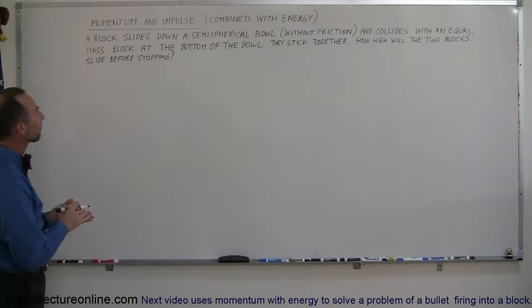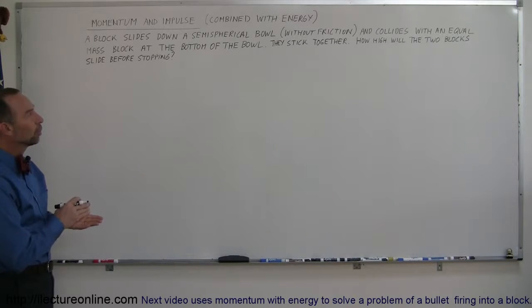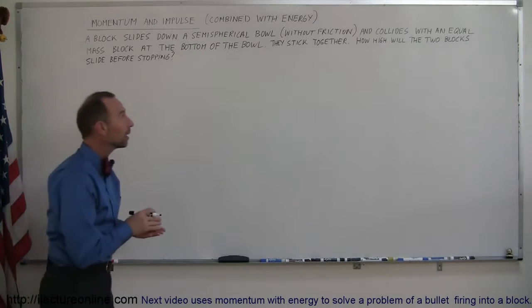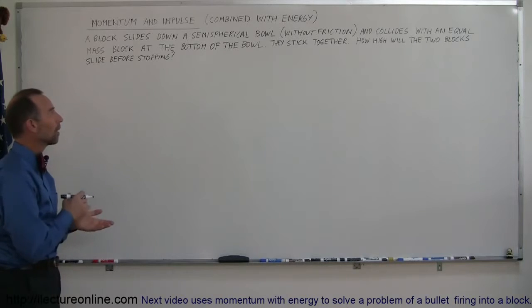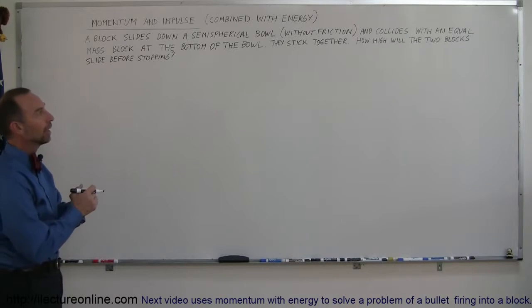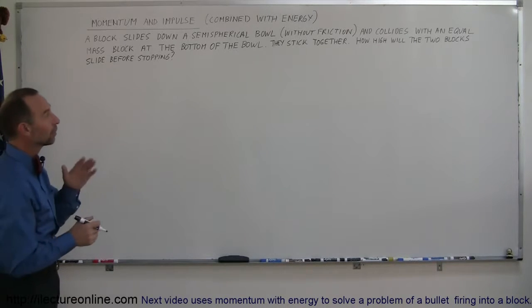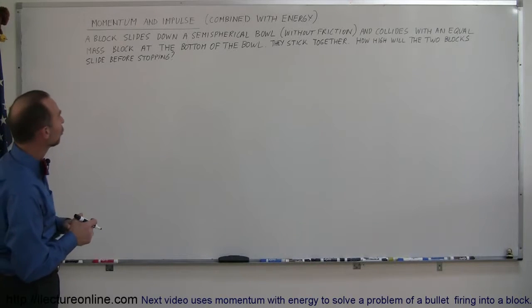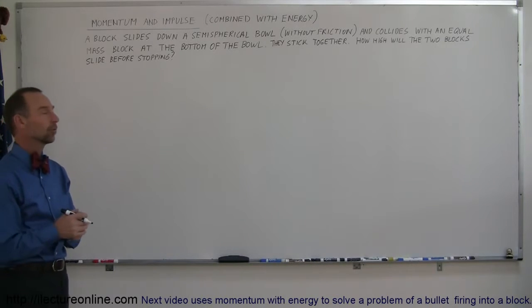We have a block that slides down a semi-spherical bowl without friction and collides with an equal mass block at the bottom of the bowl. They stick together, and presumably they'll continue sliding up the side of the bowl. And how high will the two blocks slide before they come to a stop?